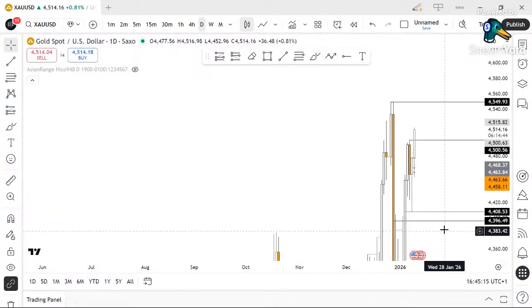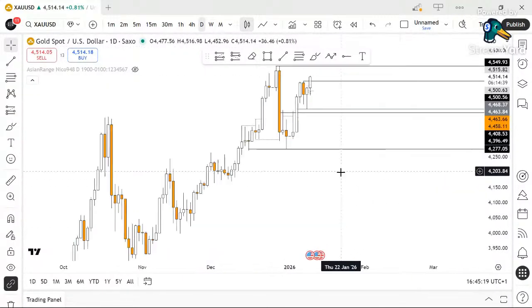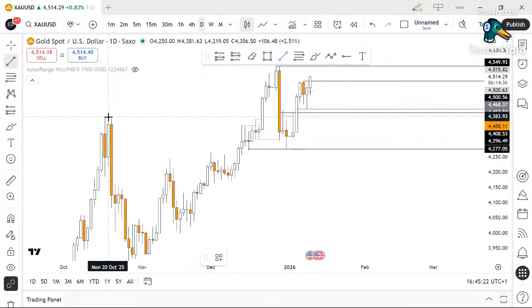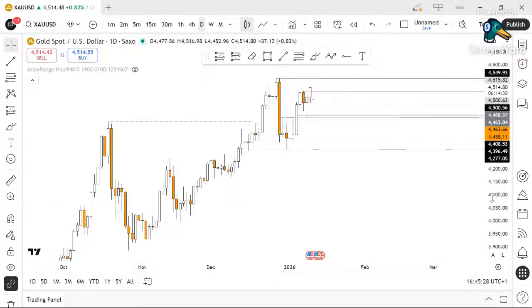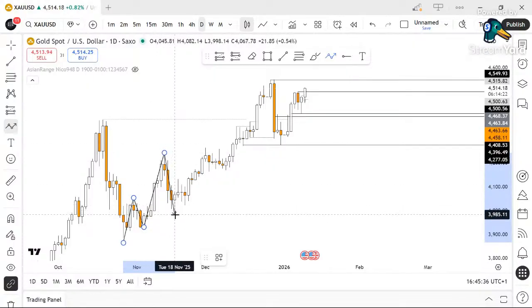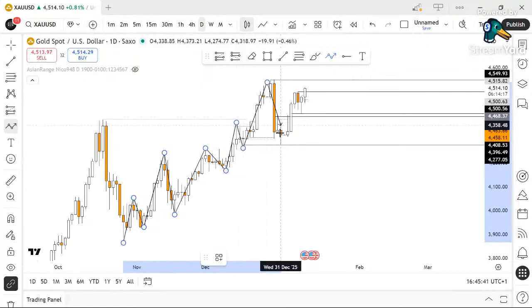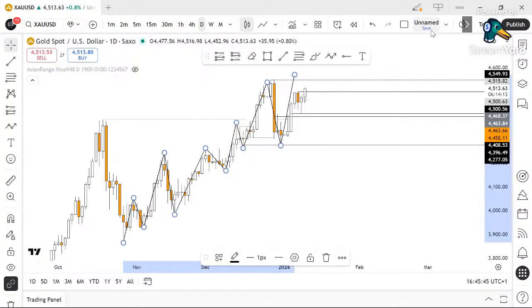On the daily time frame, we clearly could see that price took out this high right here and broke structure. You can clearly see that price has been bullish for gold, giving a series of higher highs, higher lows, higher highs, higher lows, just like that. Then price came back down and pushed. So that's the overall view.